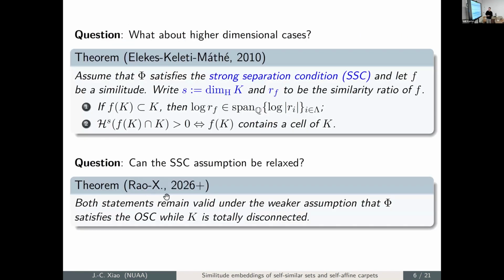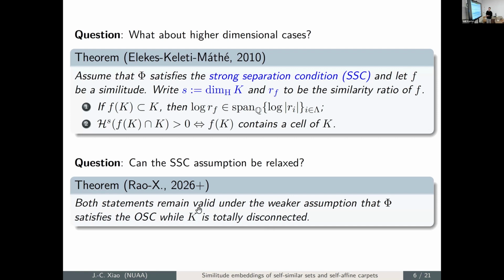Together with Guirao, we actually proved that both of these statements remain valid when we only assume that the iterated function system satisfies the open set condition instead of the strong separation condition, but we require the self-similar set to be totally disconnected.